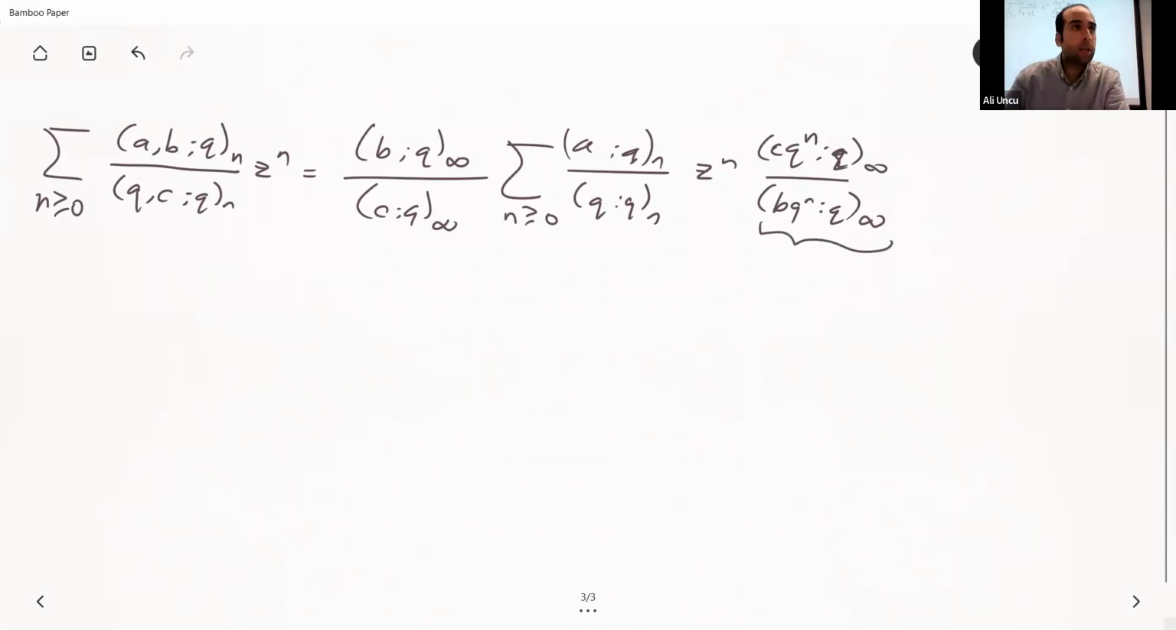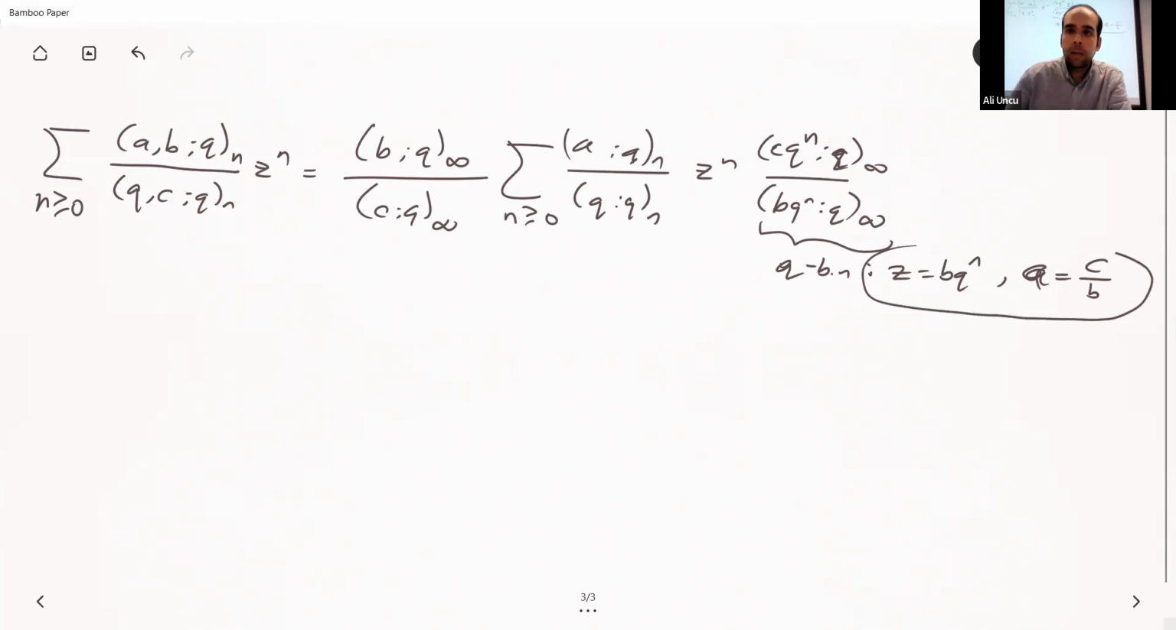We might as well use the q-binomial theorem. So we use the q-binomial theorem with z being bq^n and a being c over b. So this is the a and z of the q-binomial theorem, not the a and z here. And with that, we wrote this product over product as another sum, with (b; q)_∞ and (c; q)_∞ in front.